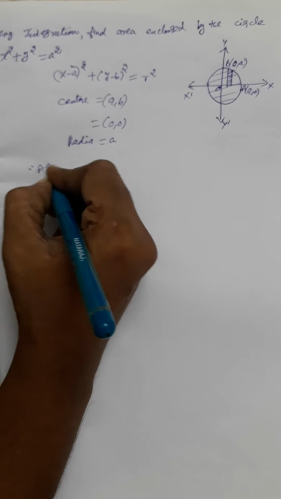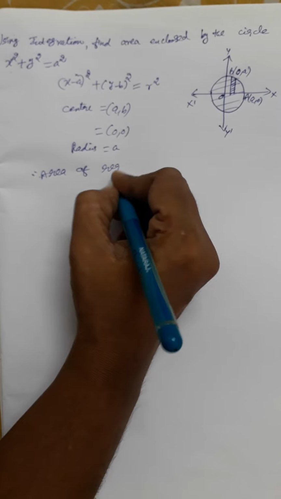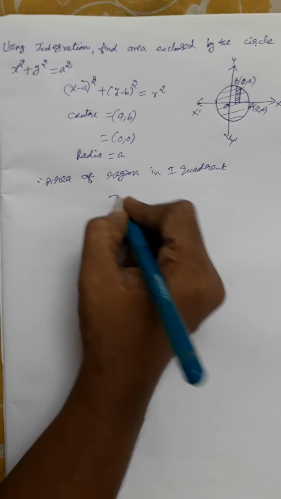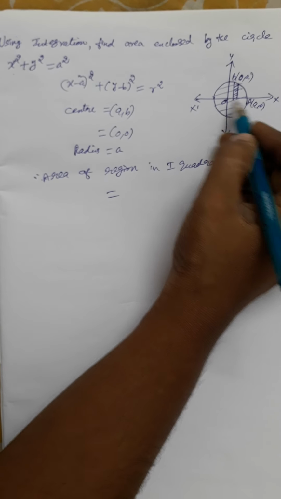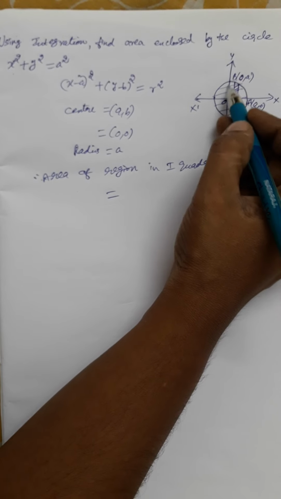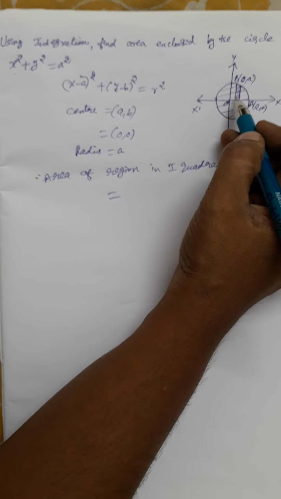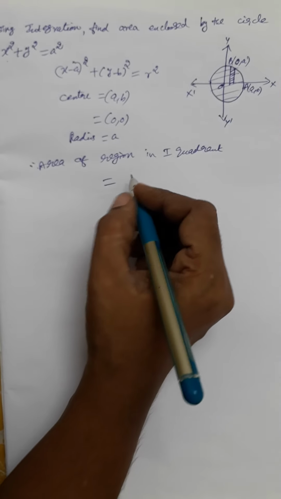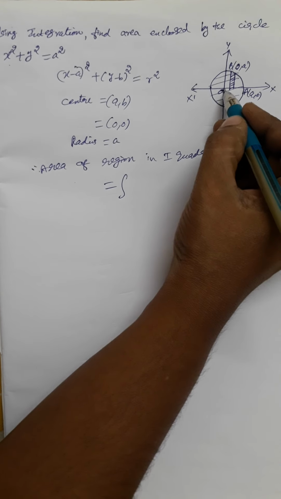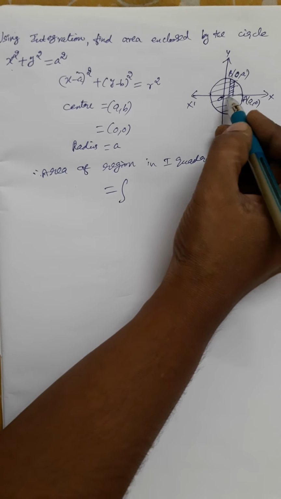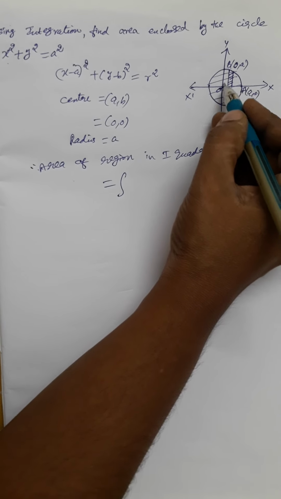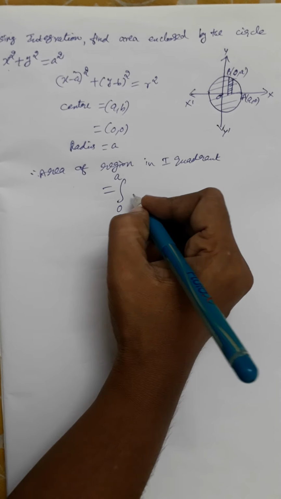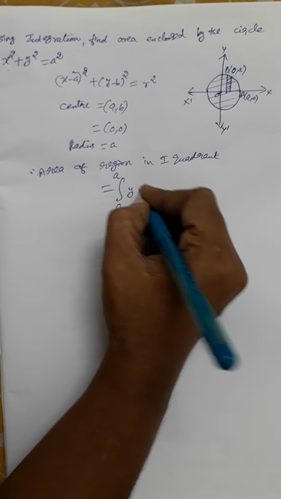Therefore, area of region in first quadrant. Why are we finding the first quadrant only? Because from OAB, using this we can find the area of this first quadrant shaded region. After that we can multiply by 4, then we can get the whole shaded region of the circle. So the integral: the limit for this region is 0 to a on the x-axis, so we are using a vertical strip. So integral 0 to a of y dx.